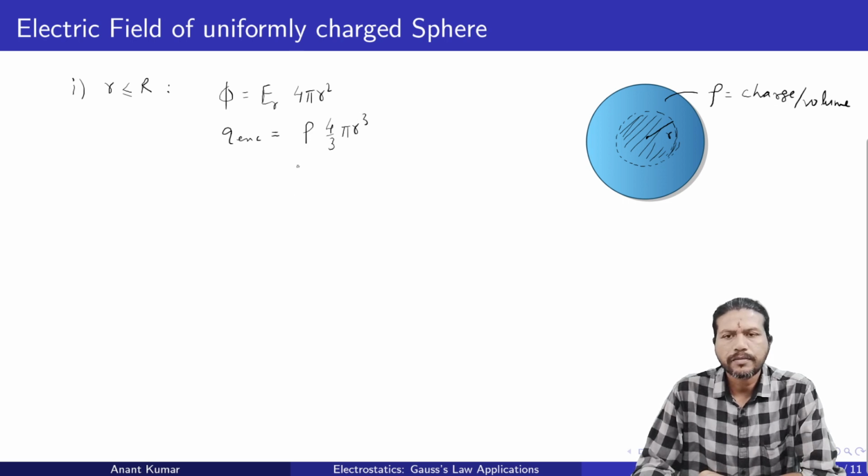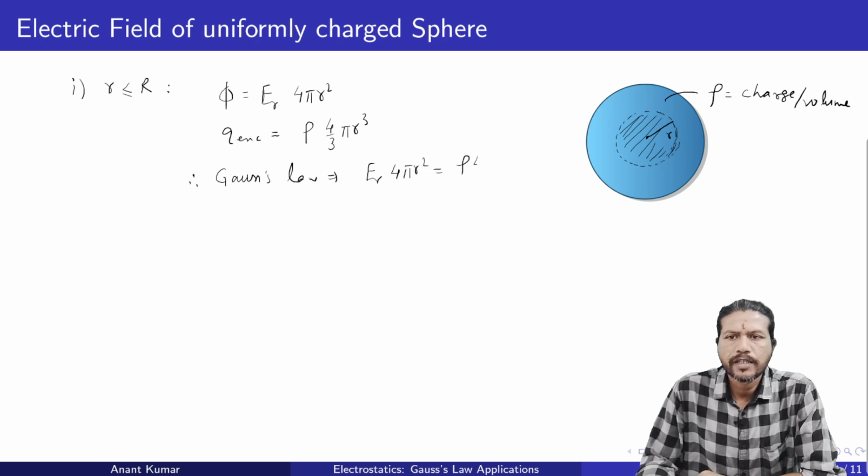So if I now replace the two expressions in Gauss's law, it will imply that the radial component E_r into 4 pi r square should be the density multiplied by 4 by 3 pi r cube. This means therefore that the radial field is nothing but rho by 3 epsilon naught into r. So interestingly, it's proportional to the distance actually.